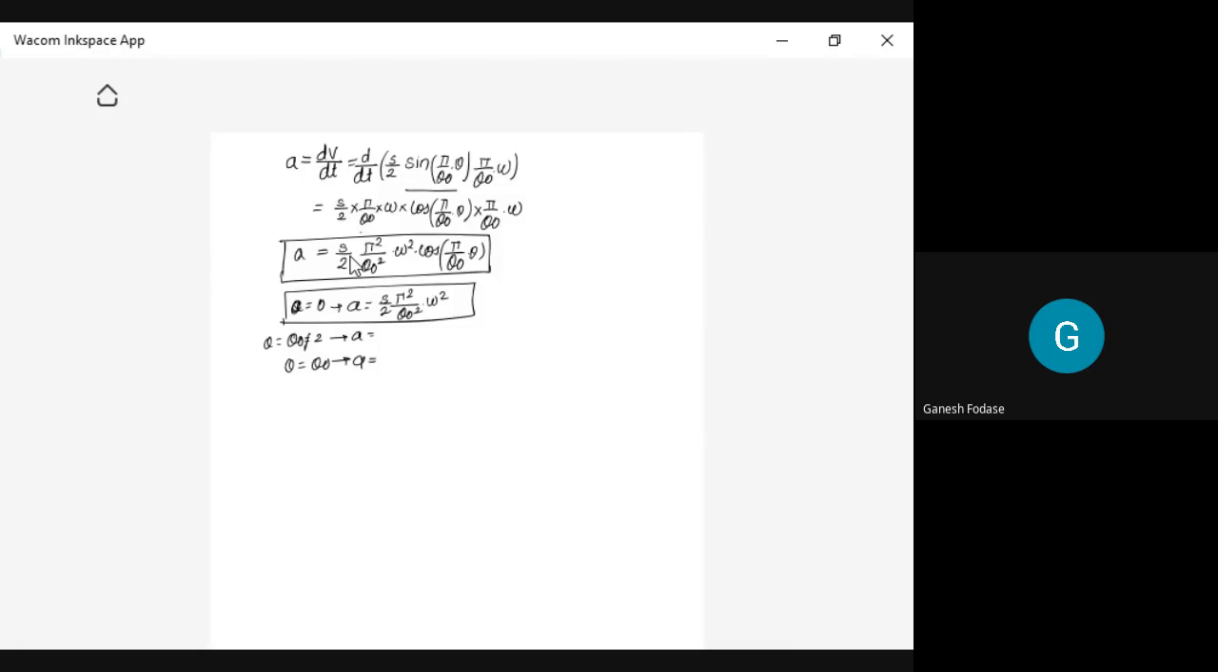Now at theta is equal to theta o by 2. Just put theta o by 2 here. The theta o cancels, and cos pi by 2 means cos 90. Cos 90 is 0. So at theta o by 2, acceleration is 0. The cos term is 0.